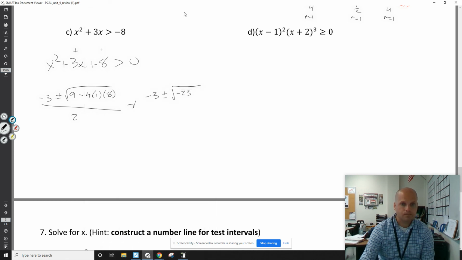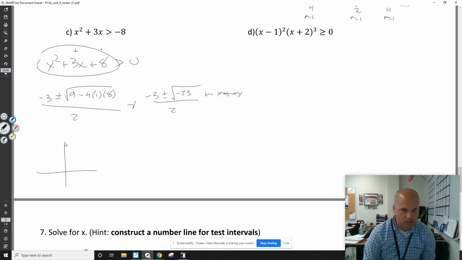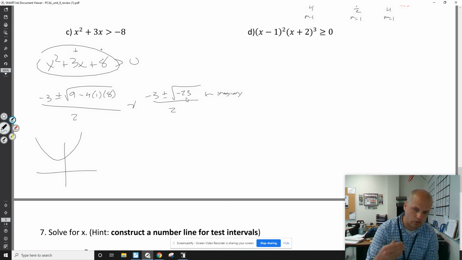Okay, so that's a negative value inside a square root, which means my solutions are going to be imaginary, which means this guy, and now that you think about it, it makes sense, will always be positive. The graph of x squared plus 3x plus 8 will always be above the x-axis. This shows you that you will not have any real zeros.